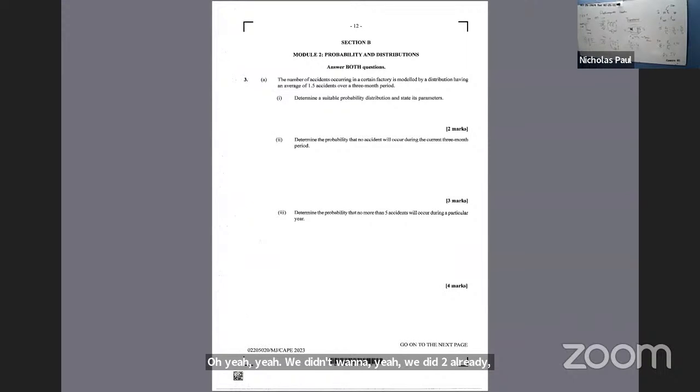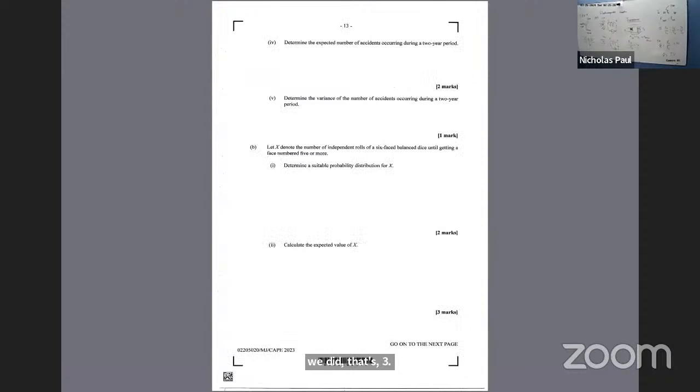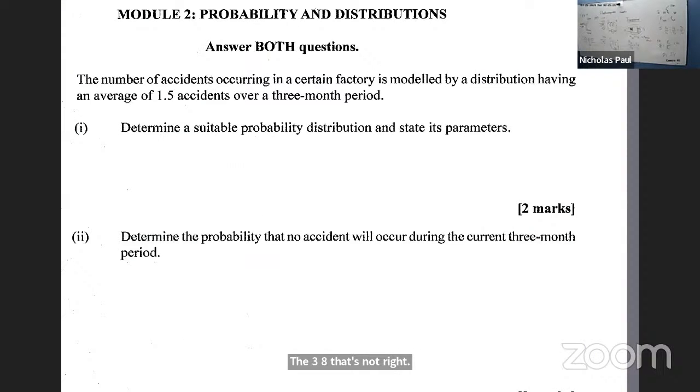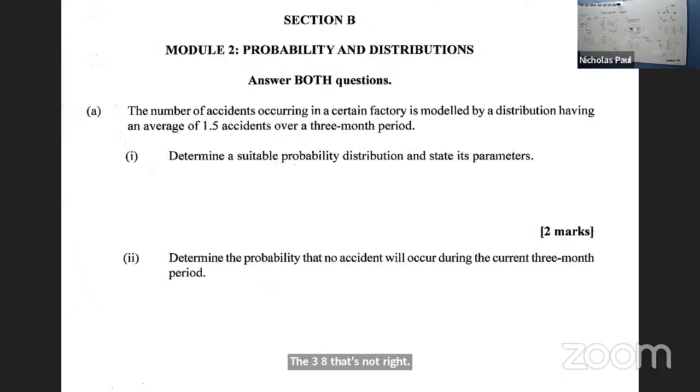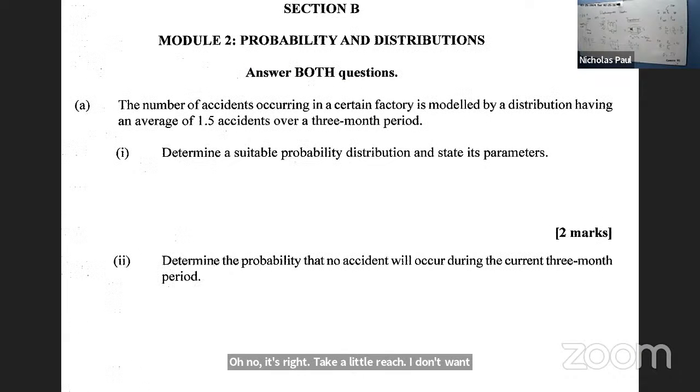2023, question 3. What do we have here? We did one already, we did two already, let's check out three. We did three A, right? Oh no, we didn't. Take a little read, tell me what distribution you think we're going to use. Remember it's in the group, so if you're not seeing it, you can always go to the group on here.